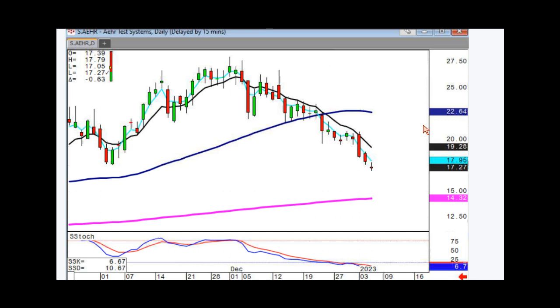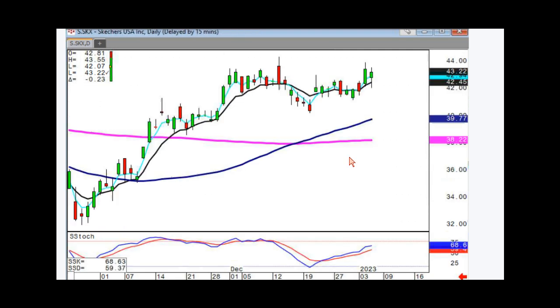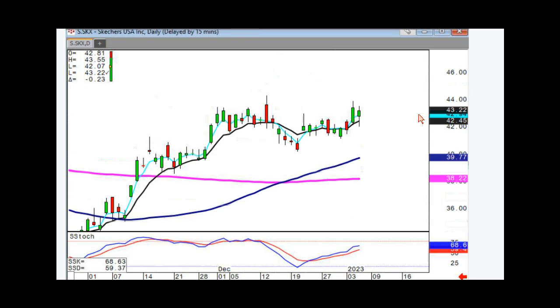AEHR, stay short until you see a buy signal. You want to be a little bit more prepared for a buy signal if you're down here in the oversold area. But until you see a buy signal, you just stay short. Skechers, that's kind of a nothing chart until they can break out through this level.